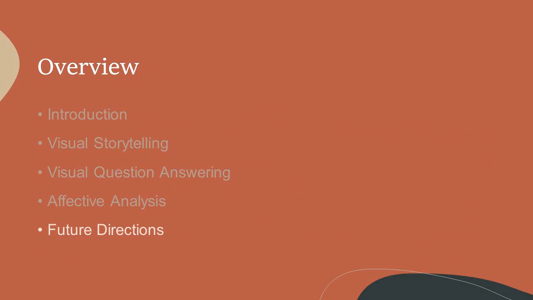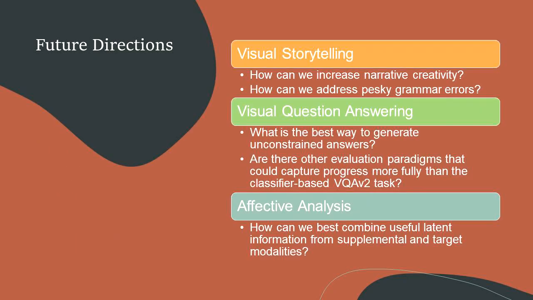Given all we've seen today and the current state of these fields in general, what are some interesting future directions that we can pursue? We saw with visual storytelling that sequential models are important for generating sensible, coherent narratives. And furthermore, co-attention mechanisms are important for facilitating visual grounding. That is, making sure that the story not only makes sense on paper, but makes sense given the images that go along with it.